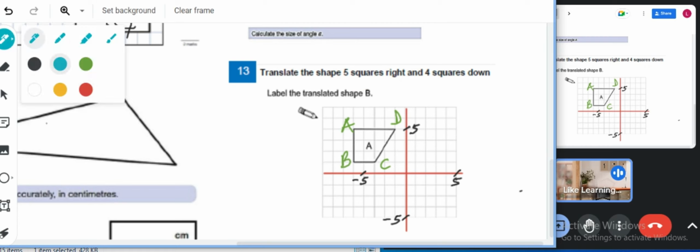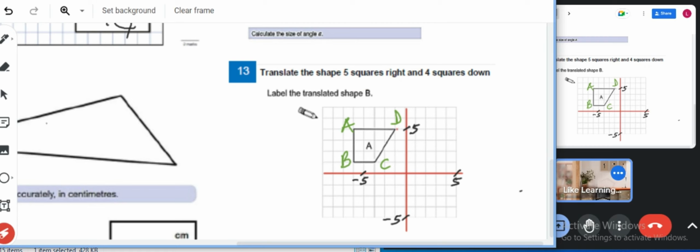Let me pick corner D, and I move it 5 to the right: 1, 2, 3, 4, 5, and then 4 down: 1, 2, 3, 4. This is now where it will be. The new position of D will now be here, what we call D prime. That will be the new position of D. Remember, it says 5 squares to the right and 4 down.